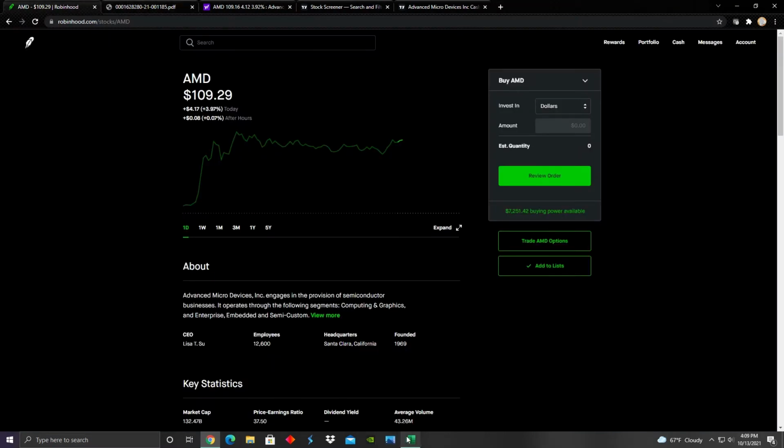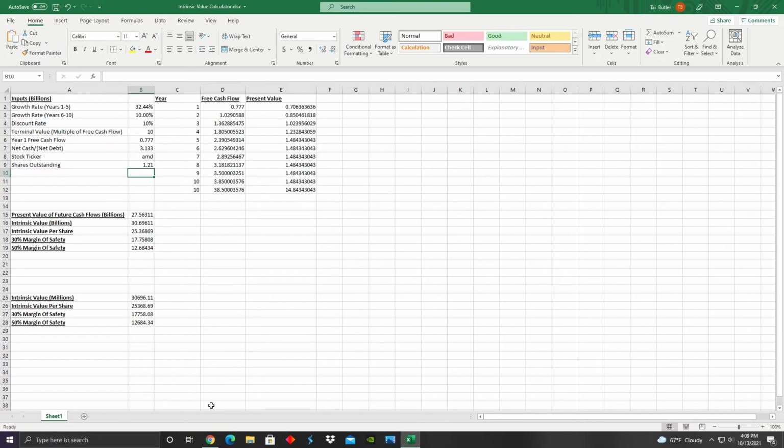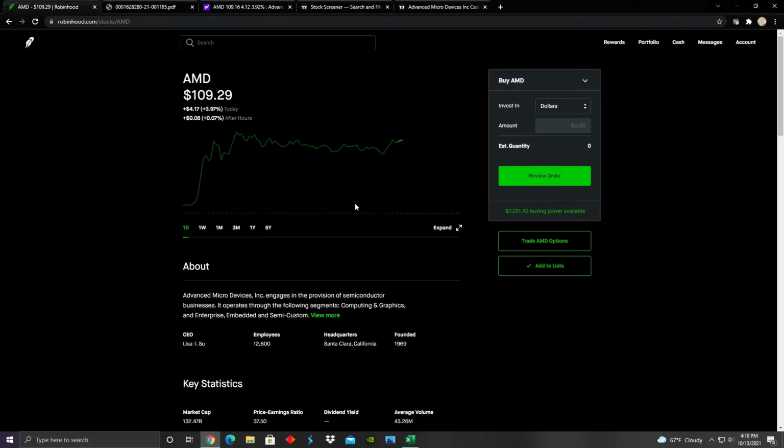But again, like I said, this model uses a lot of assumptions. It's not fully comprehensive, so it's only one tool that we can use to take into consideration, not a perfect tool that we can use to value a business.